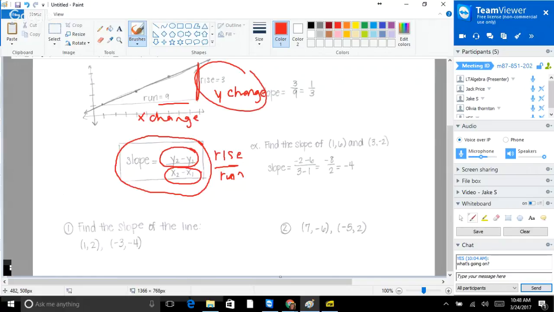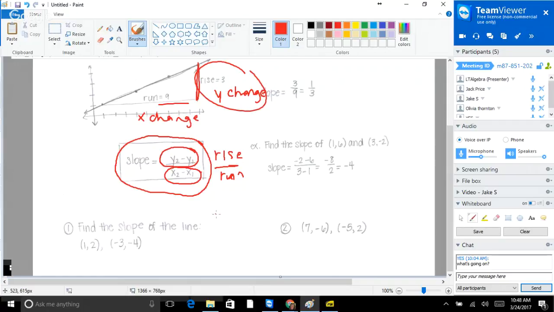So it's the same idea. It's the change in the rise, which is the change in y, over the run, which is the change in the x. Just that all of a sudden you're going to get this y2 minus y1 over x2 minus x1, and you get this equation, and it's like, whoa, wait a second. I understood slope when I could see it visually, but then I've got all these numbers.